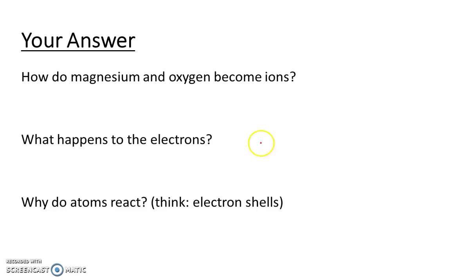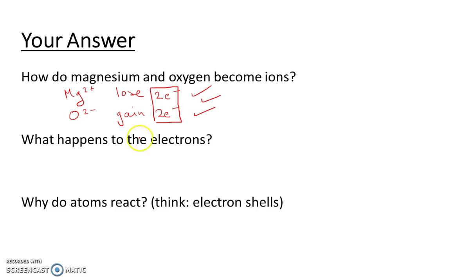So hopefully you've had a go at answering the questions now. How do magnesium and oxygen become ions? Well, we know that to become a positive ion, so magnesium 2+, it needs to lose 2 electrons. Oxygen, to become a negative ion, gains 2 electrons. 2 marks, straight away. In fact, you could almost argue, if you saw the mark scheme, that because we've mentioned 2 electrons here, it's worth the 3 marks.